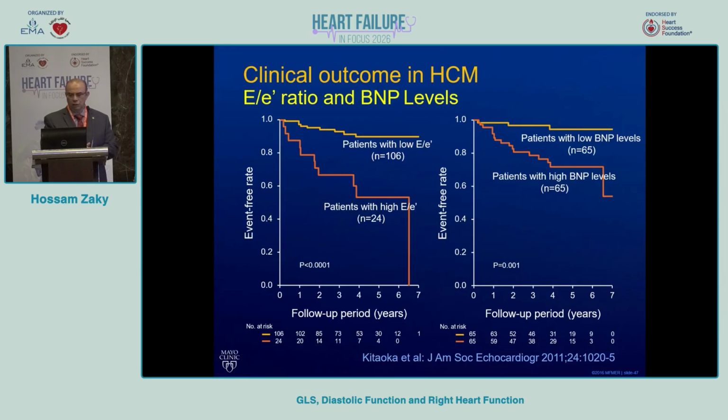So in HCM, you look at the E/E prime ratio, not the EA ratio. You look at the BNP, and both are related to, if they are higher, a high event rate, and if they are not higher, a lower event rate.